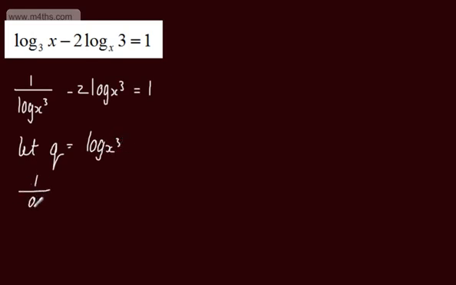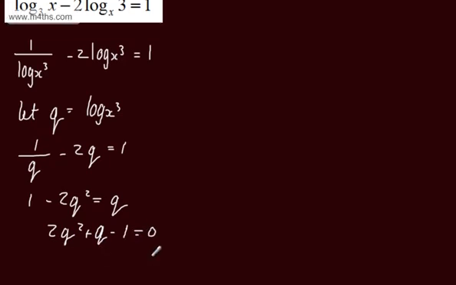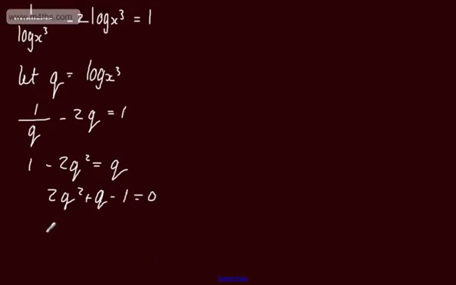So what I have is 1 over q minus 2q is equal to 1. So 1 minus 2q squared is equal to q. 2q squared plus q minus 1 is equal to 0. So straight off we've got a slightly harder quadratic to factor. We can see that this is going to give me (2q minus 1)(q plus 1). So let's check our factoring. That looks pretty good.